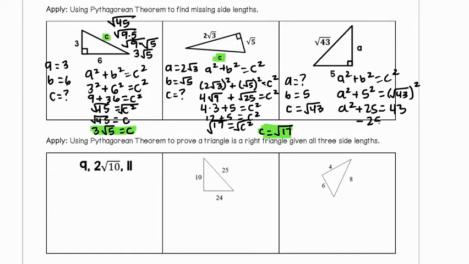We subtract 25 from both sides, and we get a squared equals 18. So then from there, we're just going to take the square root of that, and we get a equals square root of 18. We can break this up, and we can say that this is the same as square root of 9 times the square root of 2. Square root of 9 is 3, and then we can leave the root 2. So the most simplified version of this would be 3 root 2, and that is our missing leg.